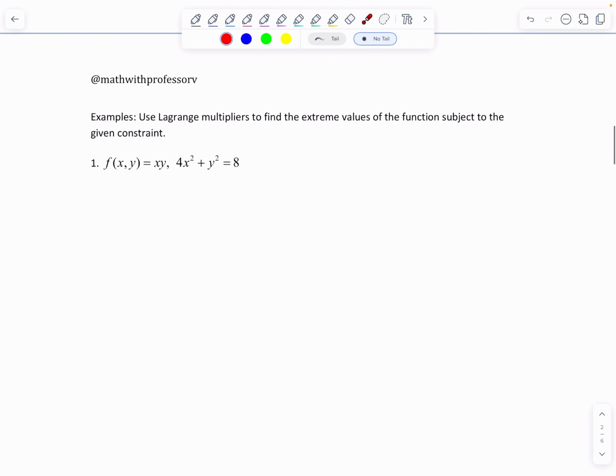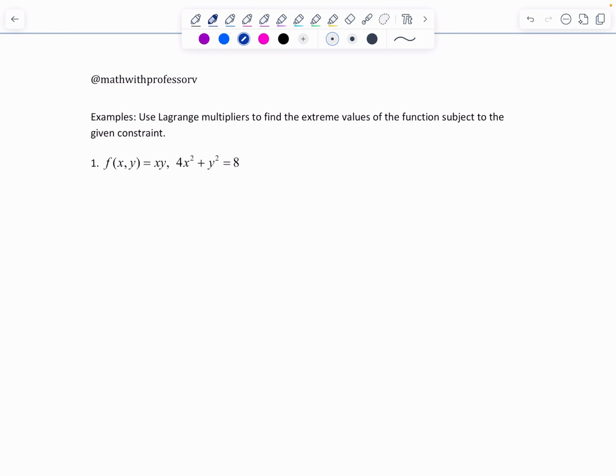Let's just jump right in. Use Lagrange multipliers to find the extreme values of the function subject to the given constraint. So the function that we're trying to optimize, f of x y equals x times y, and then here's the constraint, 4x squared plus y squared equals 8.